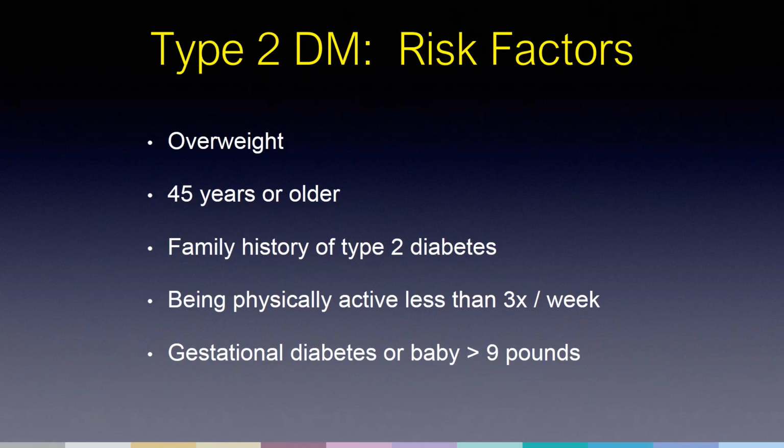Now, the risk factors are well known. People who are overweight, over the age of 45, if you have a family history of type 2 diabetes, or if you're inactive physically, less than 3 times a week. For those women who had gestational diabetes or delivered a baby weighing greater than 9 pounds, they're also at a higher risk.